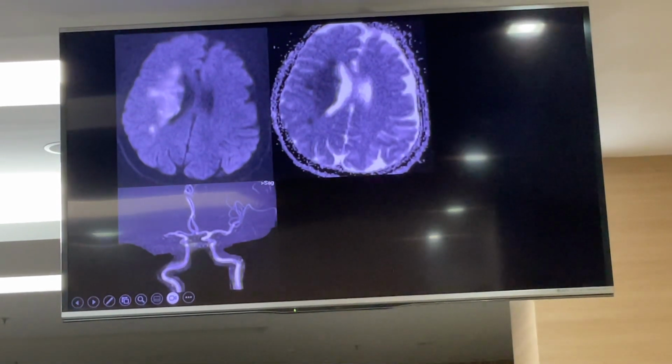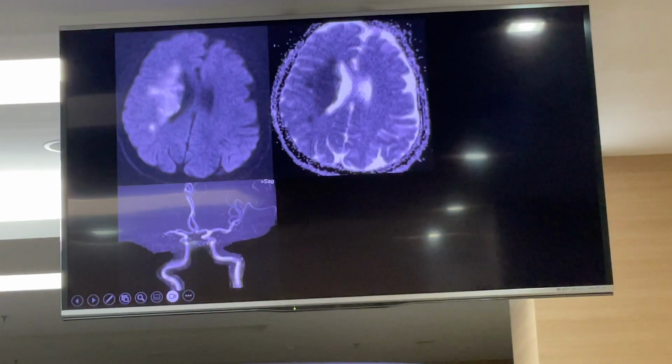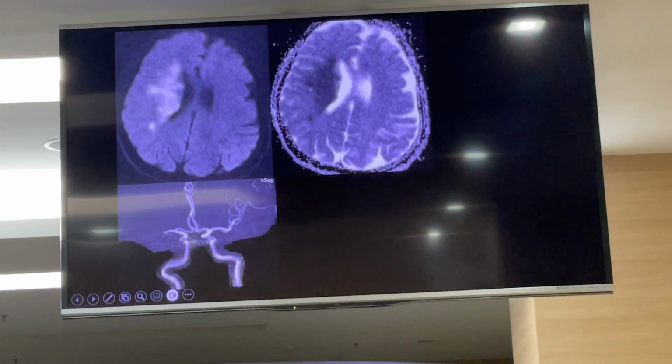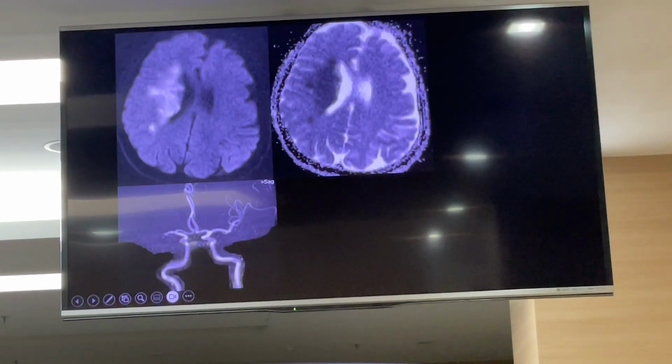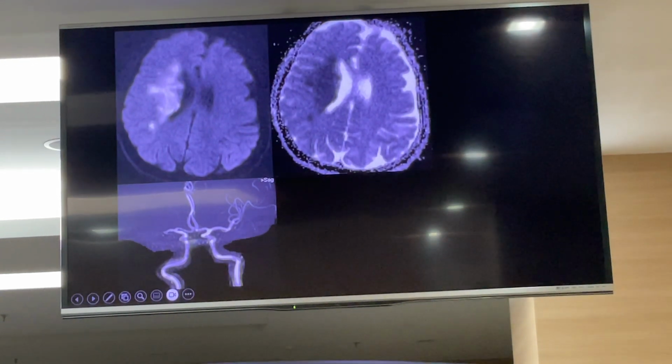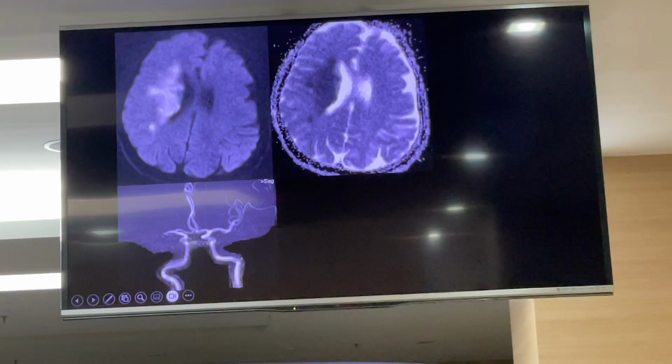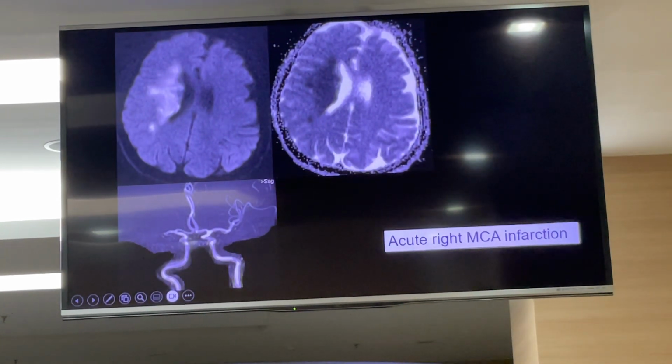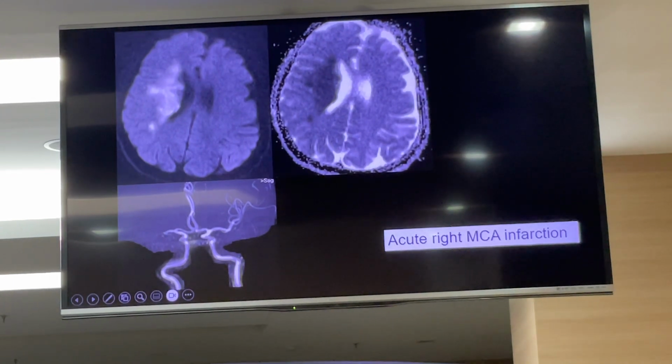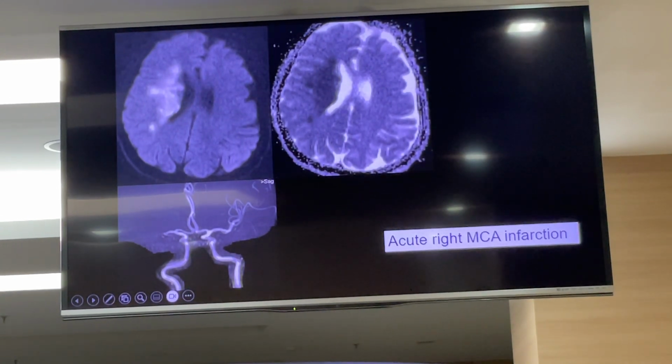This is very common. We have restricted diffusion at the right MCA territory involving the corona radiata and the frontal and parietal white matter. This is because the patient has an occlusion at the right MCA. This is a quite common application of diffusion imaging in clinic, an acute right MCA infarction.